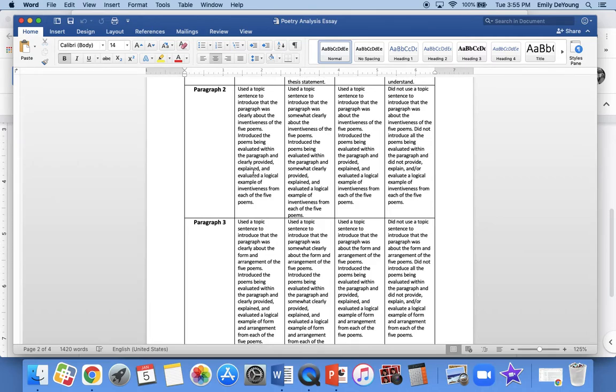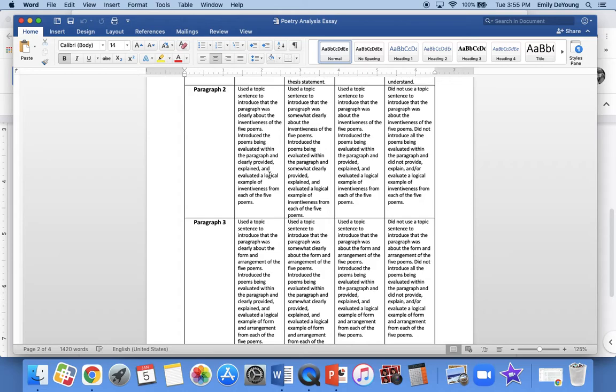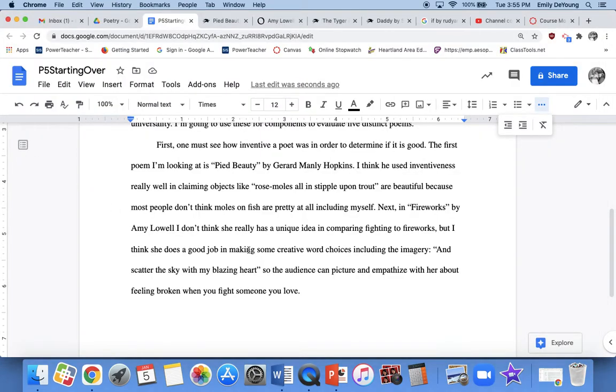So have I explained my example? Yes, I said it was imagery, and I talked about the audience picturing things. Have I given an example? Yes, so I'm good on that one. Then I gotta move on to my third one. So the third poem, The Tiger by William Blake.